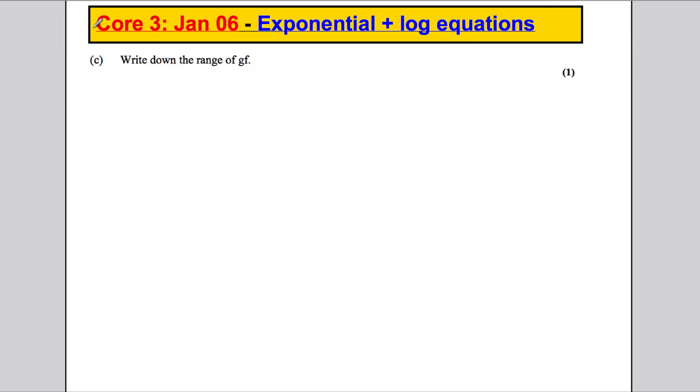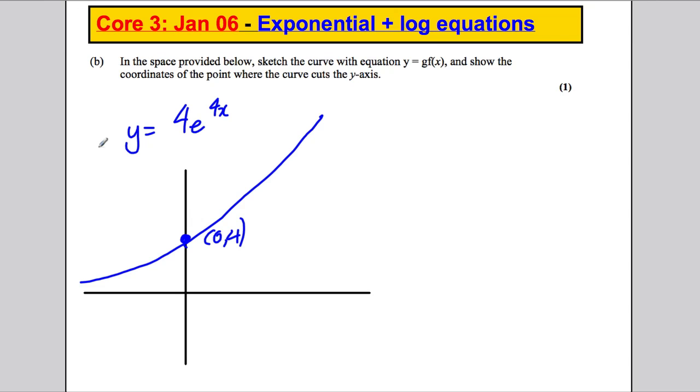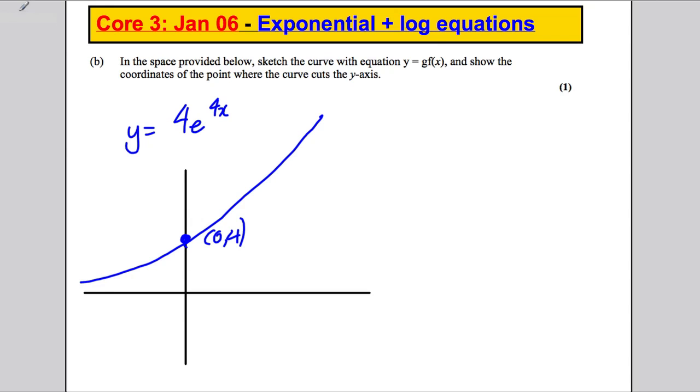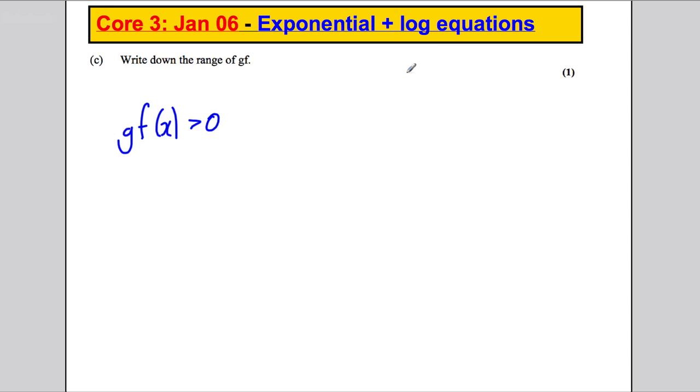Okay, next, write down the range of gf. Well, looking back at your graph, the range is all the y values it can take, which are bigger than or equal to 0. So what is the range of gf? Well, gf of x is always bigger than 0, not equal to 0 actually. It never touches 0, it asymptotes towards 0, so gf is bigger than 0.